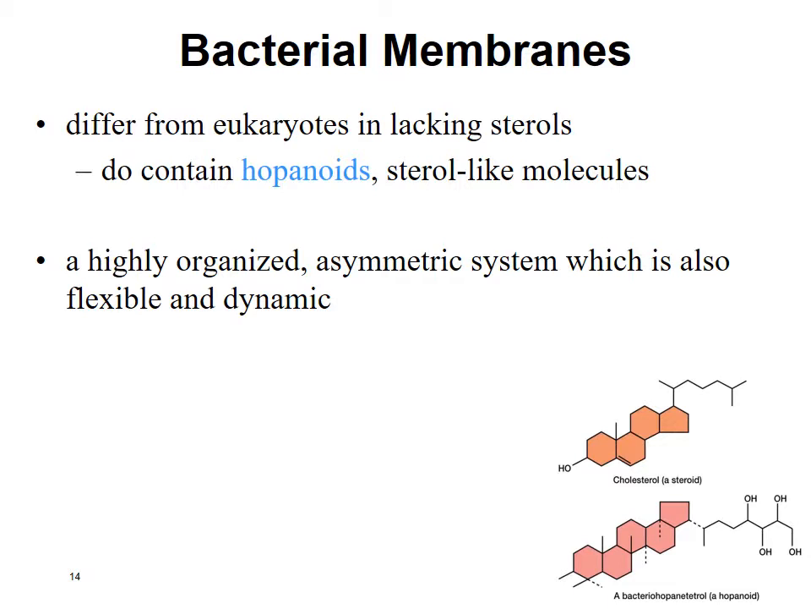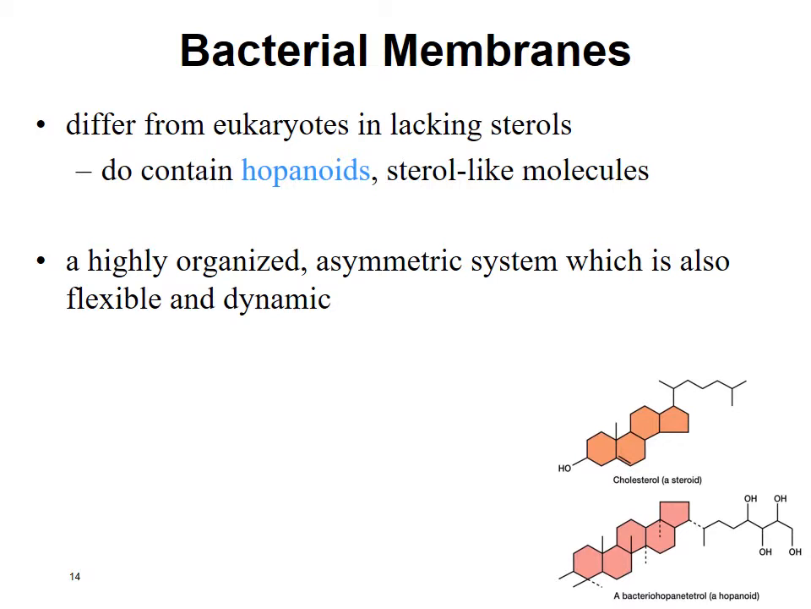The membranes in bacteria differ from eukaryotes in that they lack sterols. Sterols are steroid-containing lipids. For example, the most commonly studied sterol is cholesterol. But even though bacteria lack cholesterol molecules, they do contain sterol-like molecules called hopanoids. And these hopanoids probably stabilise the membrane just like cholesterol does.